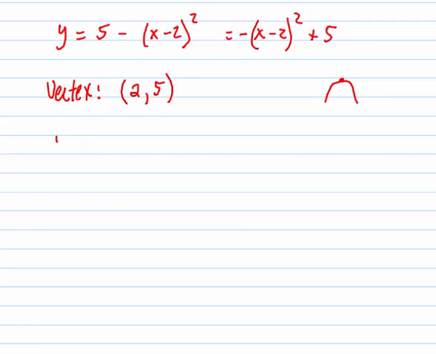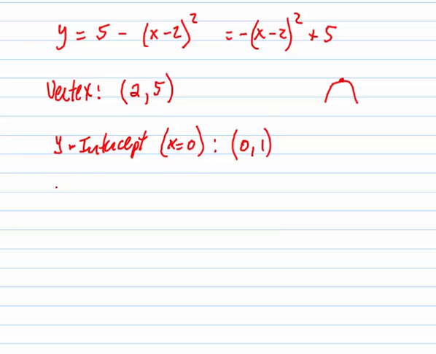The y-intercept, okay, that's always where x is equal to 0 when it intersects the y-axis. Well, x is equal to 0. So we have minus 2 squared, which is 4. 5 minus 4 is 1. So 0, 1. That's enough to graph it.